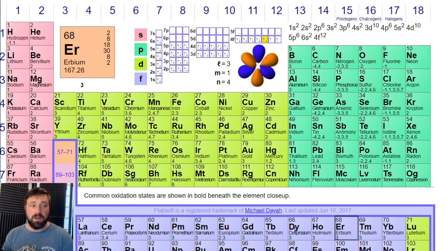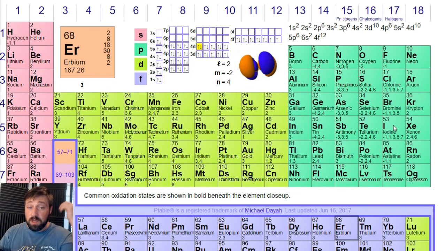I've given you a couple of different methods, but I would highly suggest looking at and trying to remember the P block, D block, S block, and using this to go out and write your electron configurations. So let's talk about some weirdness with these rules.